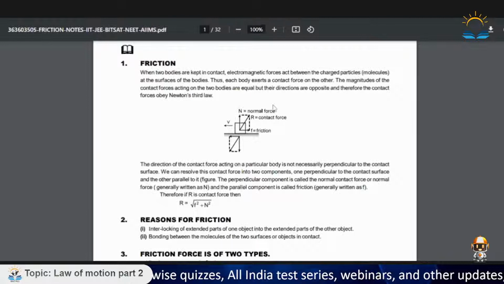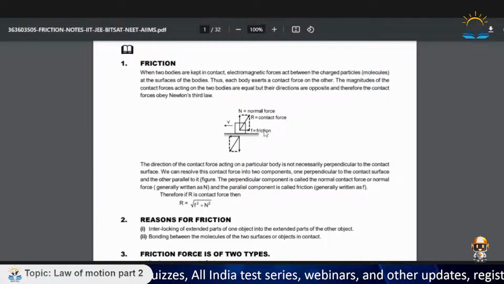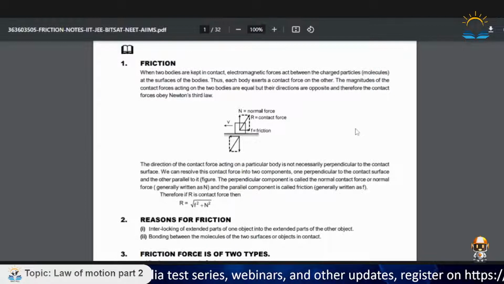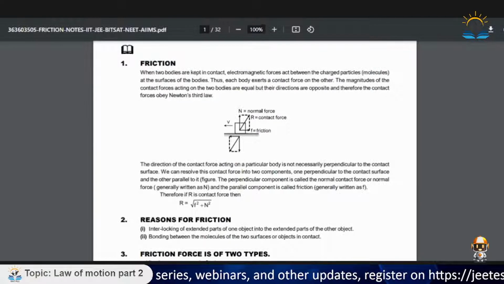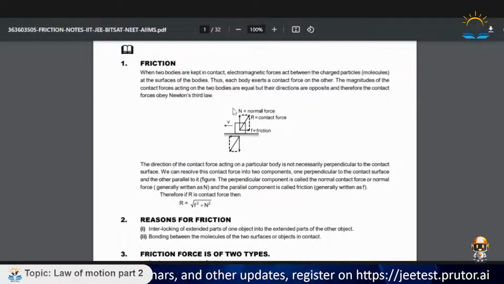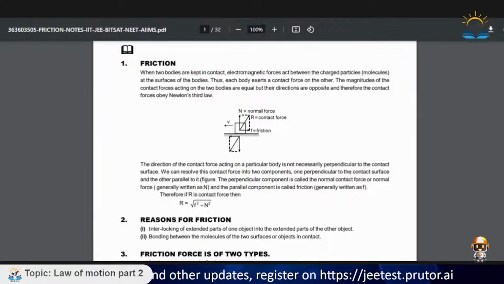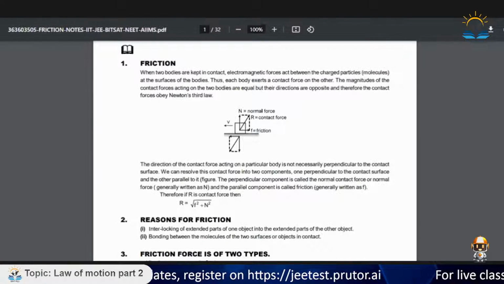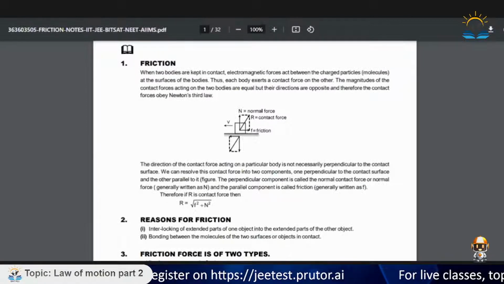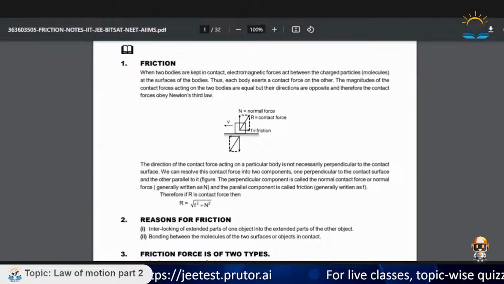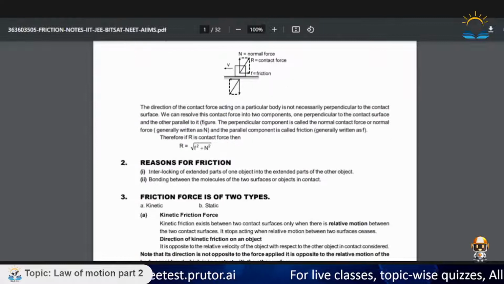In the previous part of Newton's laws of motion, we saw that the only contact force present was normal. But in reality, there are two contact force components present, that is normal and friction. So we write this contact force as the root of friction square plus normal square. And basically this frictional force depends upon normal only.